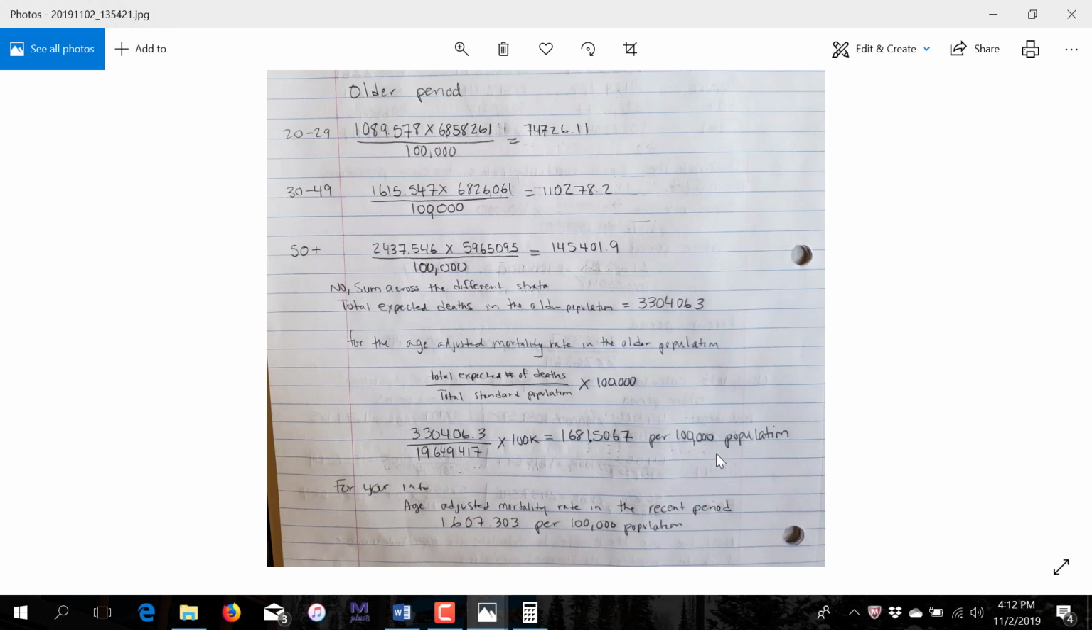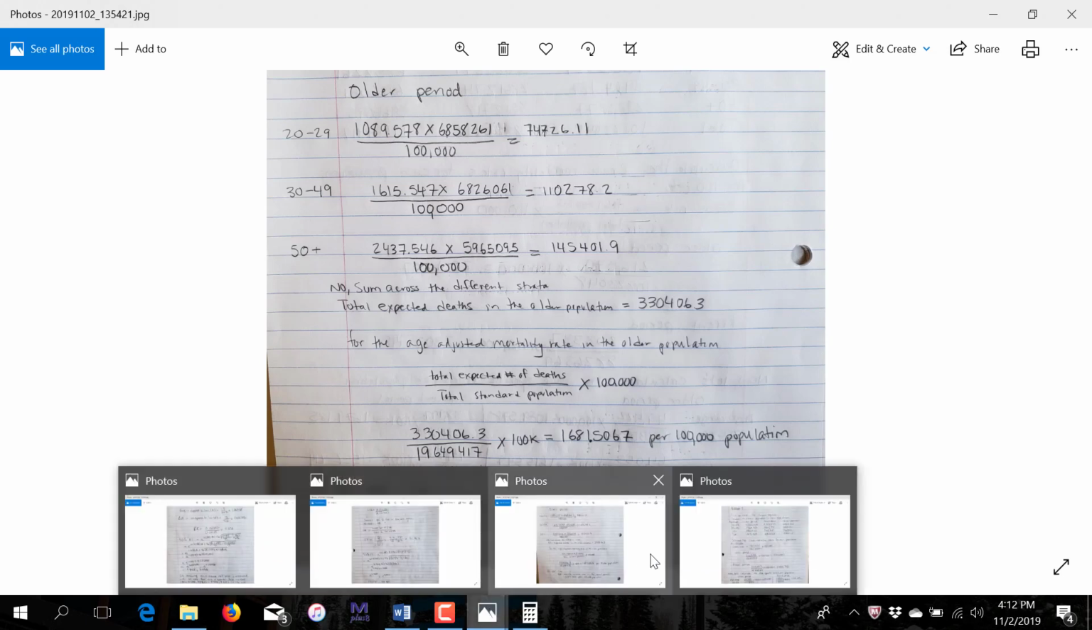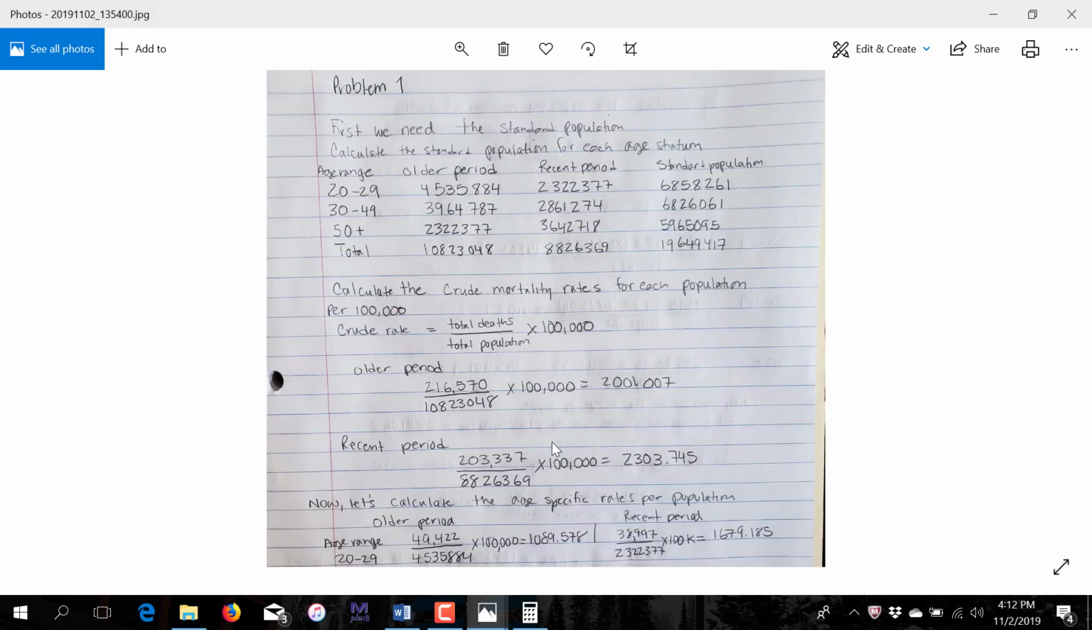For the more recent period, I just went ahead and did this calculation so we could make a comparison. It was 1,607.303. You'll notice that it's reversed. Previously, it was actually larger in the recent period. It was 2,303.745 versus the older period, which was 2,001.007. So it was larger before.